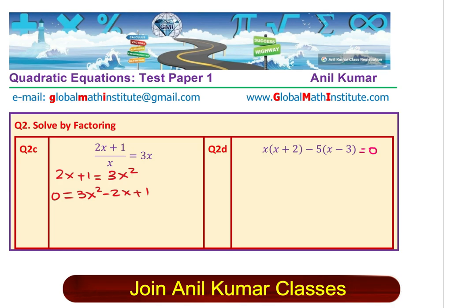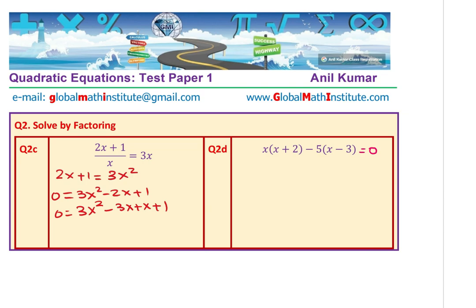Product of 3, sum of minus 2, means we'll split minus 2x as minus 3x plus 1, and clearly we have 3 common with x and we are left with x minus 1. This should have been minus 1, right? I wrote it plus 1. Minus 1, correct. So 3x minus 1, and here we already have x minus 1, and therefore you can say x minus 1 is a common factor with 3x plus 1. So that gives you x equals 1 and x equals minus 1 over 3. Correct.